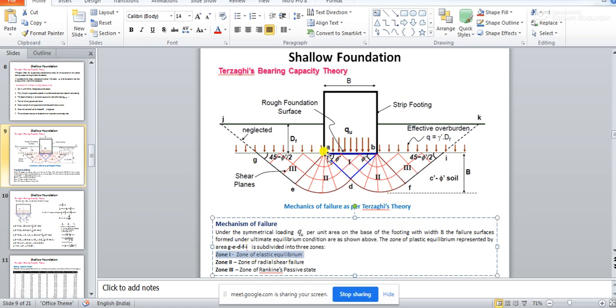So what is the zone of elastic equilibrium? The zone of elastic equilibrium is the zone just underneath the footing, which will be in a triangular wedge shape and will be attached to the footing.